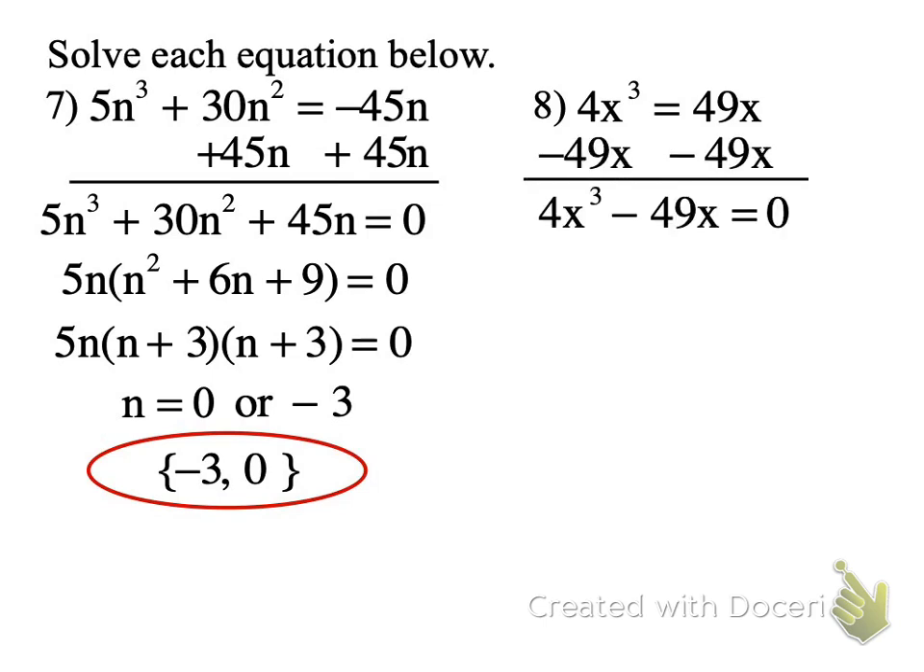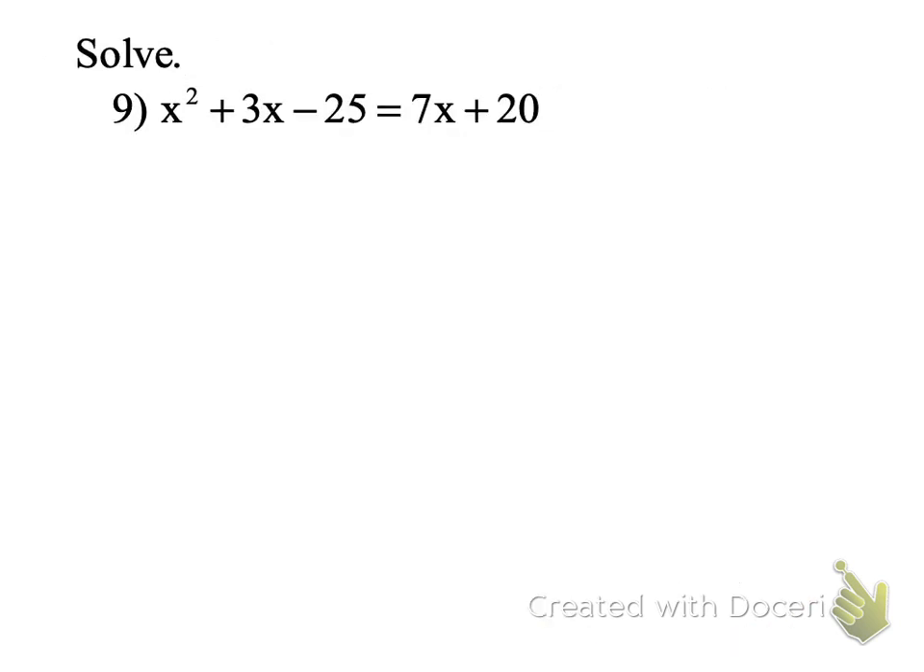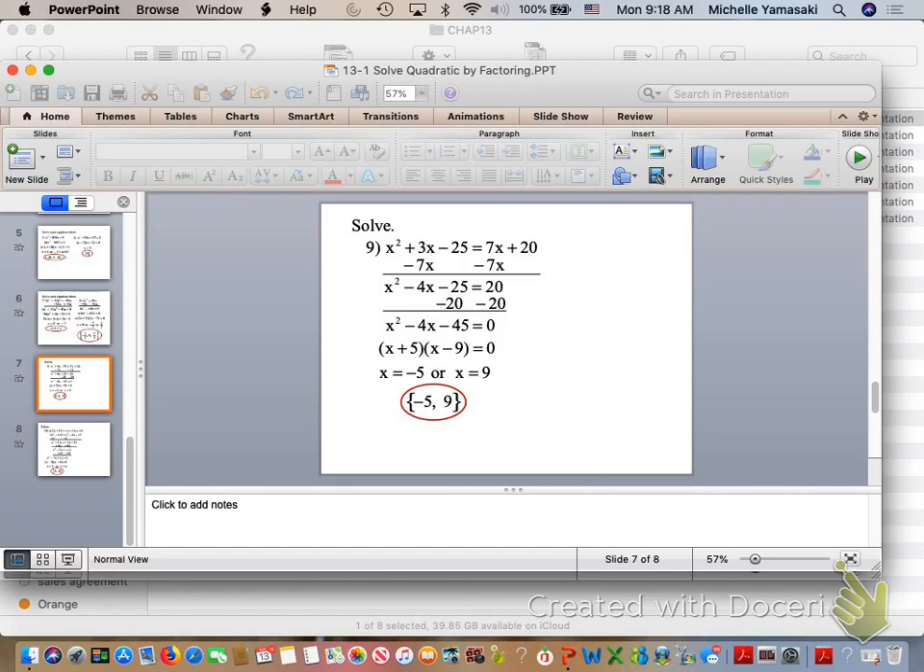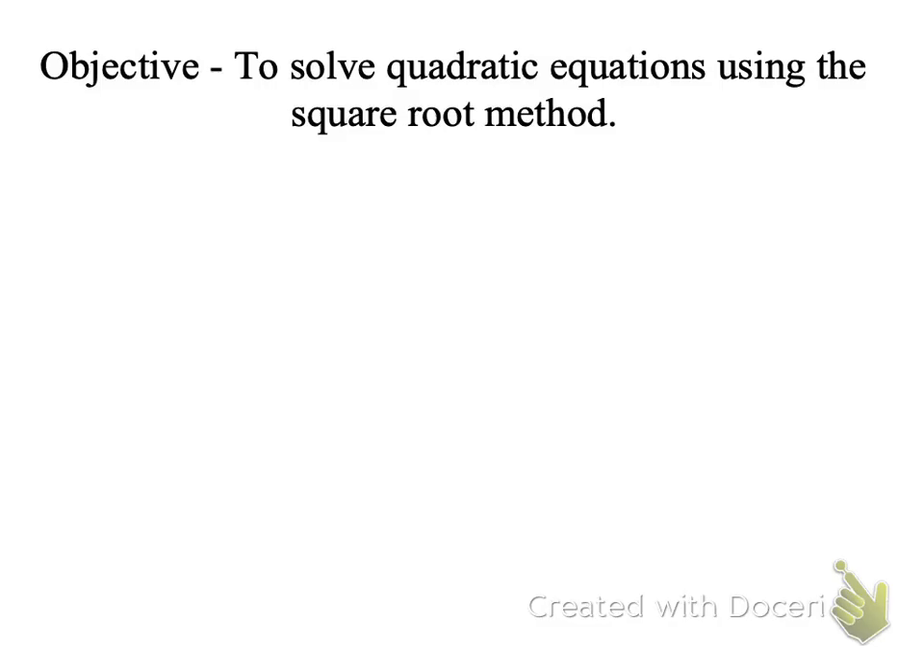Same thing here. I'm setting it equal to 0. I factor my GCF, and then I factor. Everybody remembering this? Yeah. Okay, so we're going to go over to the next section. Going to the second method.